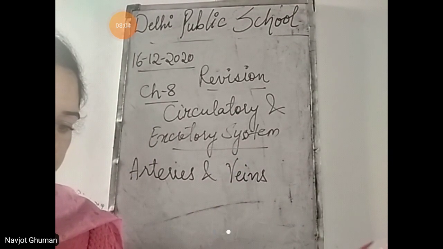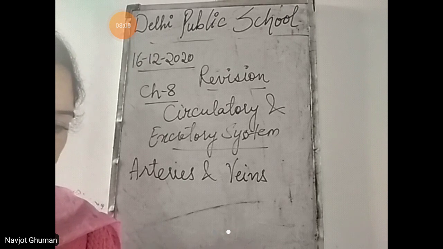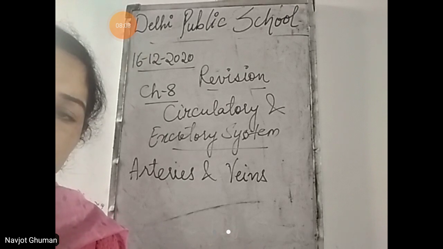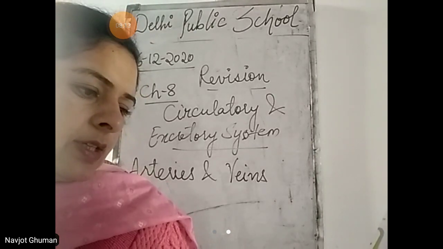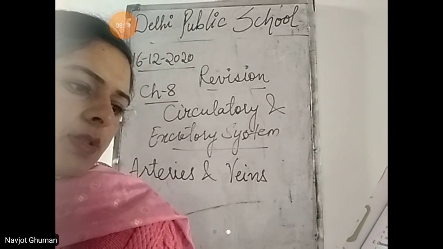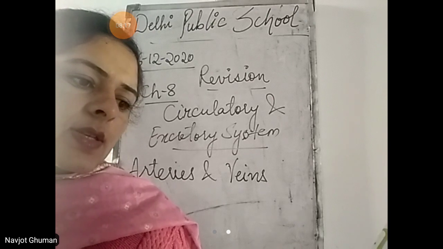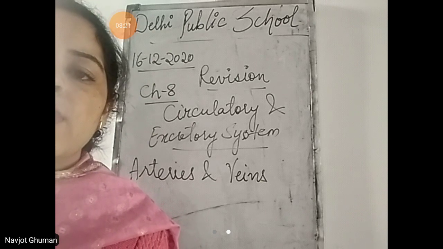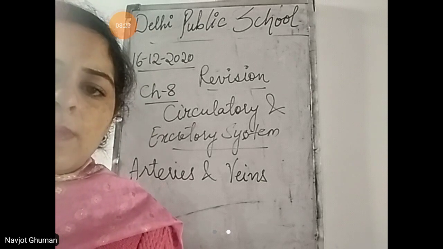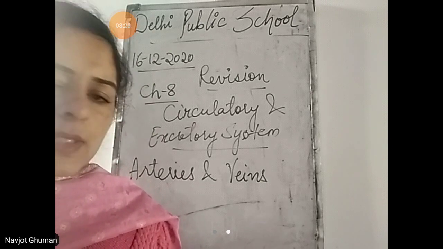Next, which of these helps in getting rid of waste from the body? We know excretory system helps to get rid of waste from the body. Which of these is not a part of the excretory system? Heart and blood vessels are not a part of the excretory system. They are part of the circulatory system.